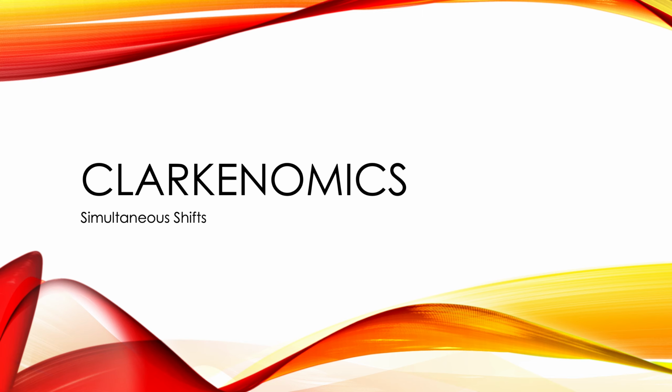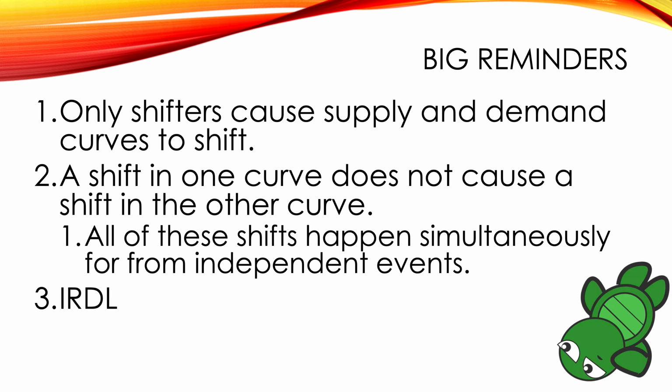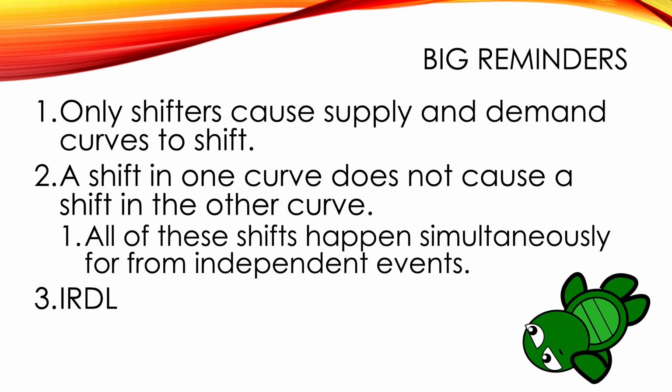Before we get into the shifting stuff, just a couple of reminders, because these are so important. Only the shifters of demand cause demand to shift, and only the shifters of supply cause supply to shift. In other words, a shift in one of the curves does not shift the other curve. If demand shifts, that doesn't cause a supply shift. If supply shifts, that does not cause a demand shift. We are looking at both curves shifting simultaneously in this video, but those shifts are the result of simultaneously occurring independent events. Some demand shifter is happening, and at the exact same time, some supply shifter is also happening, but those two things are not related to each other.